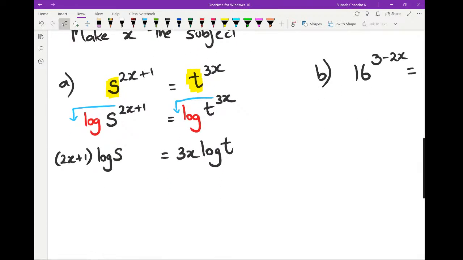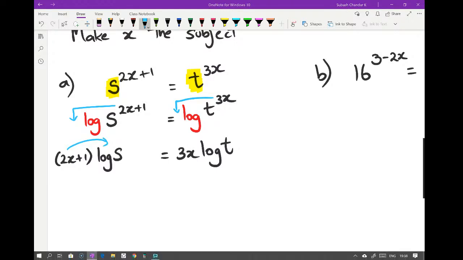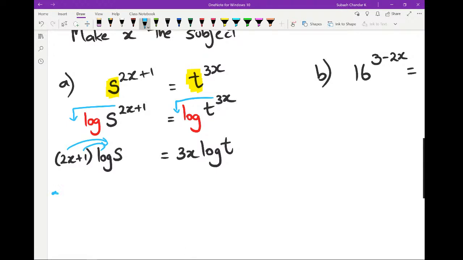Now, the part that's actually important here is that the 2x plus 1 log s, we've got to expand it out, all right? So what we're going to do is go 2x times log s, and then 1 times log s. So when we do this, we are going to end up with, let's just try a different color.